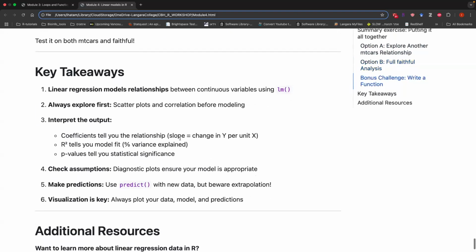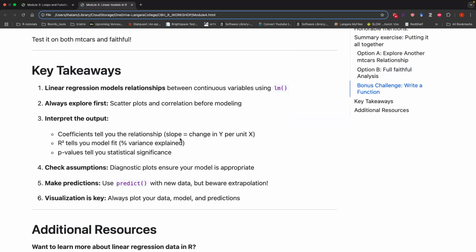Our key takeaways from this part are that linear regression models the relationship between continuous variables using the LM function. Before we do anything, we always want to explore our data first, right? Scatter plot, correlation before modeling, so we know that we are not on shaky grounds. We want to interpret our output. Coefficients tell you the relationship, for example, slope equals change in Y per unit X. R square tells you the model fit or percent variance explained, and p-values tell you the statistical significance.